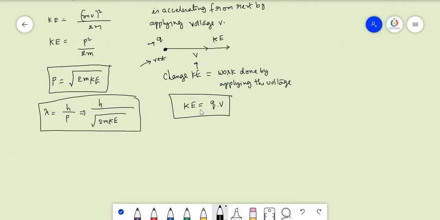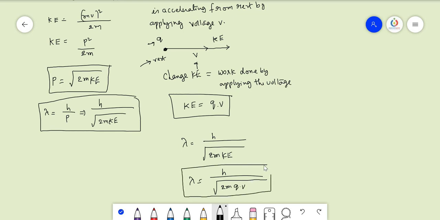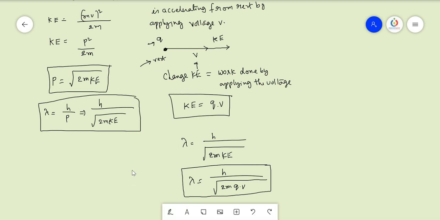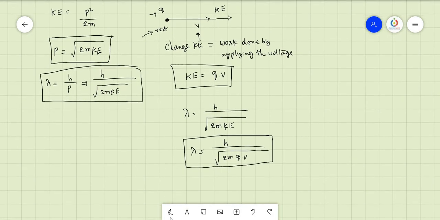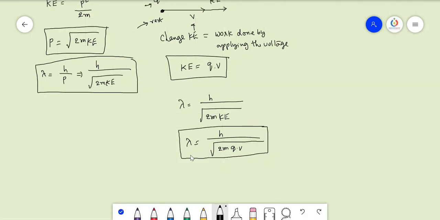And now let's try to take this particular formula into the lambda form. So we know that lambda equals h upon root 2m KE, and in the place of KE we can take the q into v. So the formula can be written as lambda equals h upon root 2m q into v, where q is the charge of the particle, v is the potential applied, and this is valid only for particles in rest position.